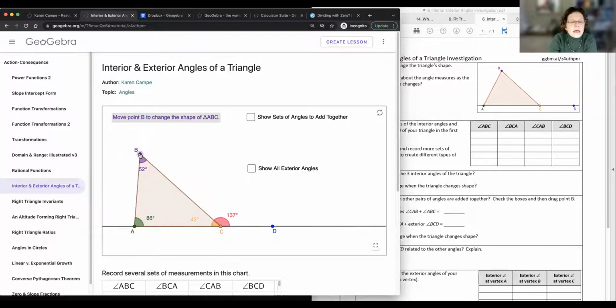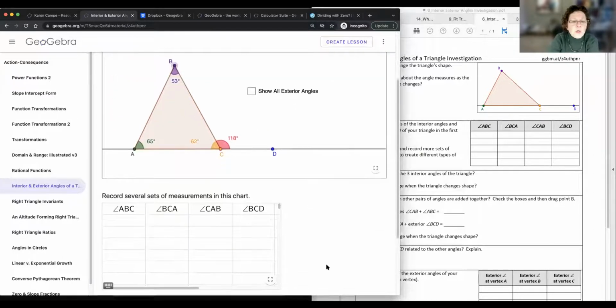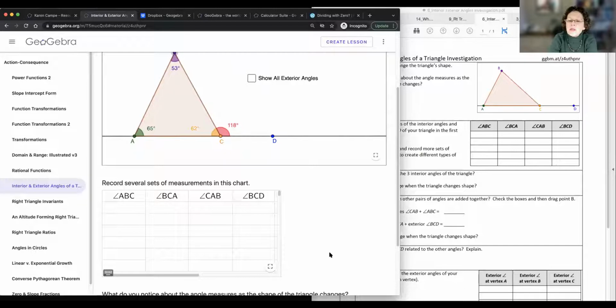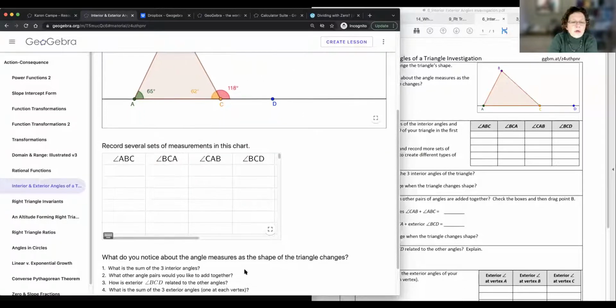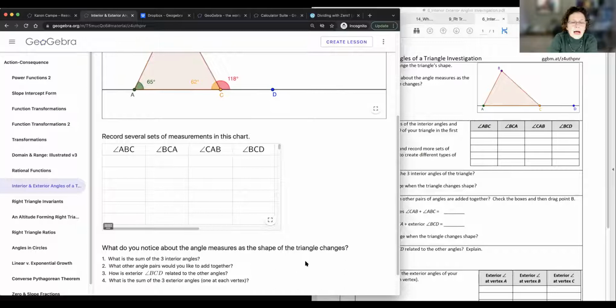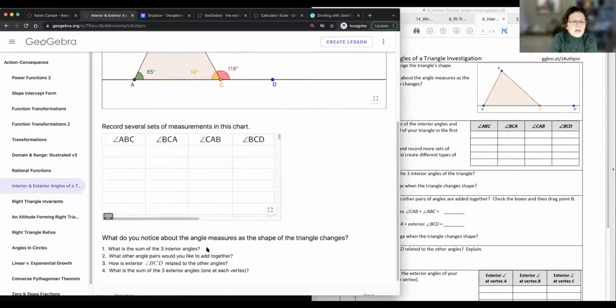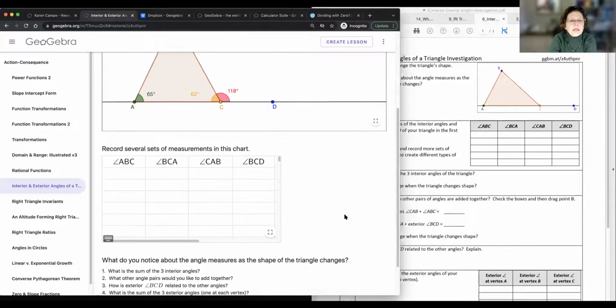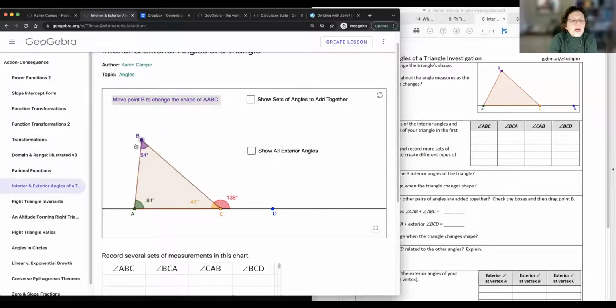Do they notice that one of the angles is always obtuse? Or, you know, can we ever get the outside angle to be acute? What do we want them to notice? I do want them to record several sets of measurements in the chart. And what do you notice about the angle measures as the shape of the triangle changes? Students are going to, hopefully, I usually do this activity after we've learned about the sum of the 3 interior angles. So students can confirm that no matter what's happening, the sum of my 3 interior angles is going to add up to 180.